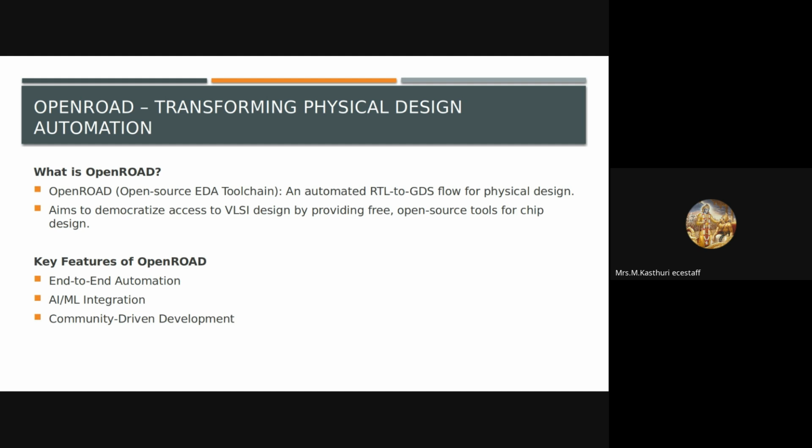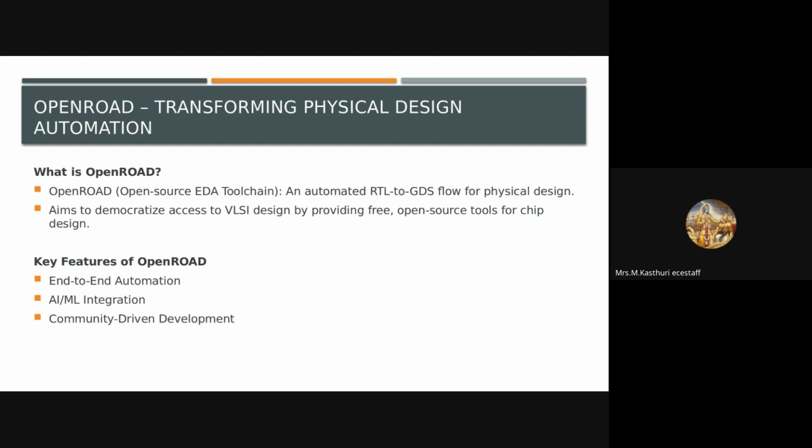The platform supports the key stages in the design process, including floorplanning, placement, clock tree synthesis, and routing. By automating these steps, OpenROAD reduces the manual effort involved in chip design, accelerates the development cycle, and minimizes human error.